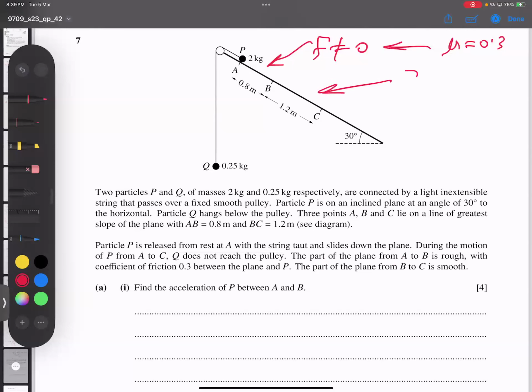He said that part B to C is smooth. So here we have friction equal to 0. I think the idea is very clear. B to C, no friction. A to B, friction we have. So I think this part is clear. So job number 1, how to start a question.